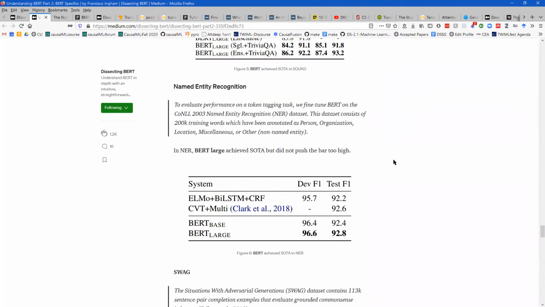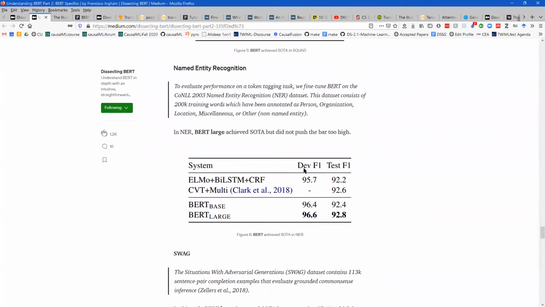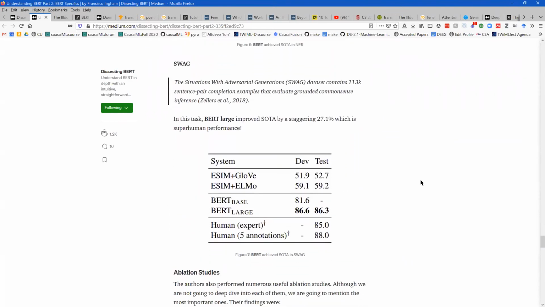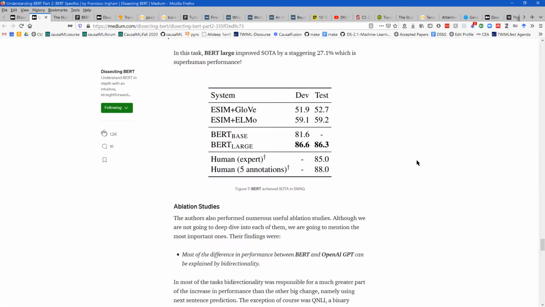And then some of these tasks, I don't see an OpenAI benchmark to compare with. Let's see. Named entity recognition, we're comparing with ELMo, and I don't know what CBT is. And SWAG, I'm not sure what that task is, but again, we don't have a benchmark from GPT. But this was a huge improvement over whatever this previous record was.